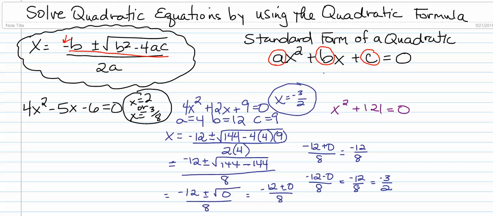So in the last problem, I forget what number we had underneath the square root symbol, but it was a positive number, and it wasn't 0, and we ended up with 2 real solutions. That number on the inside of the square root sign, the b squared minus 4ac, is known as the discriminant. And the discriminant in your problem can tell you a lot about your final answers.